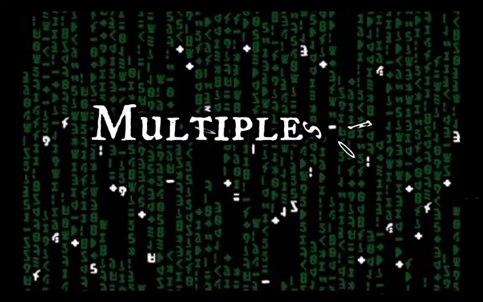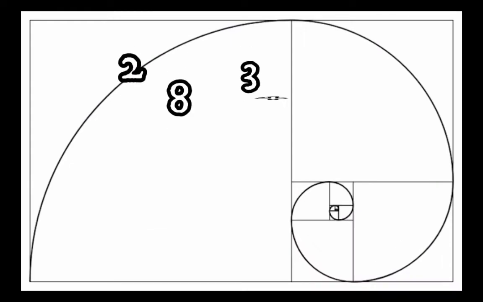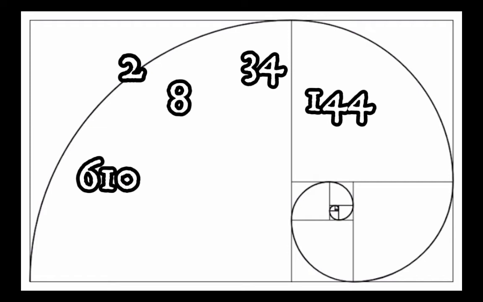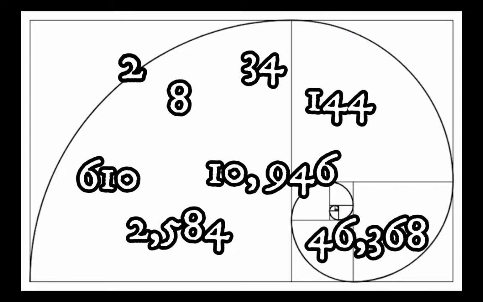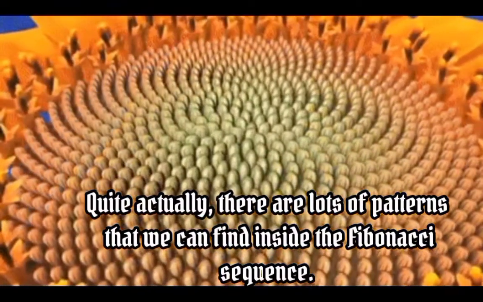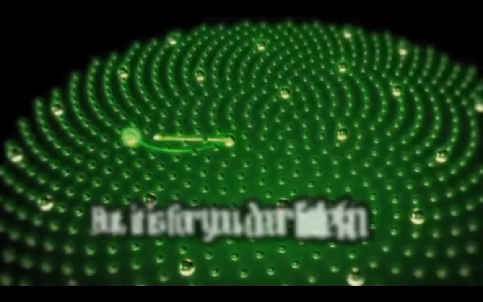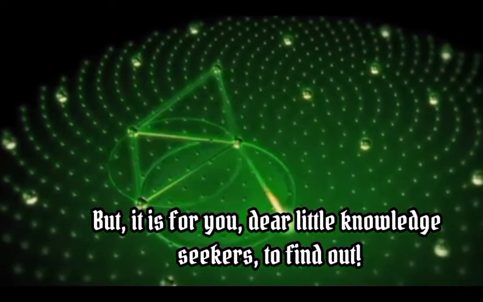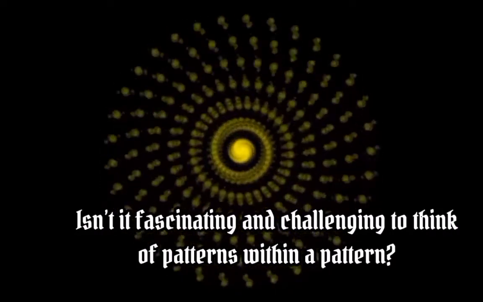If you answered that they are all multiples of 2, then you were right. 2, 8, 34, 144, 610, 2,584, 10,946, and 46,368 are all multiples of 2. Quite actually, there are lots of patterns that we can find inside the Fibonacci sequence. But it is for you, dear little knowledge seekers, to find out. Isn't it fascinating and challenging to think of patterns within patterns?